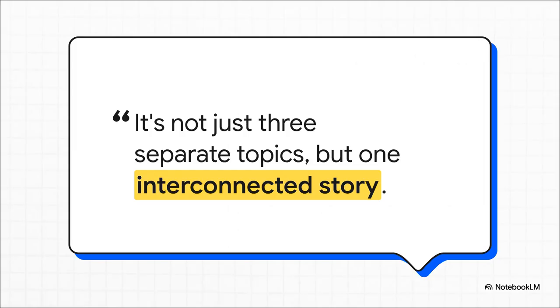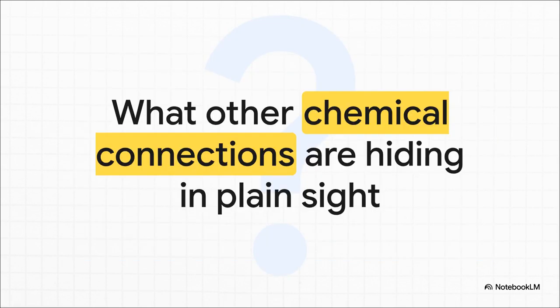So, if there's one thing you really take away from all this, it's that chemistry isn't just a list of separate facts to memorize. It's one big interconnected story. We just saw how three different chemical families are linked together. And when you start seeing those links, that's when you really start to get chemistry. And that kind of leaves us with one last thought. Now that you know this chemical family story, what other connections are hiding in plain sight all around you? In your kitchen, your bathroom, the garden?